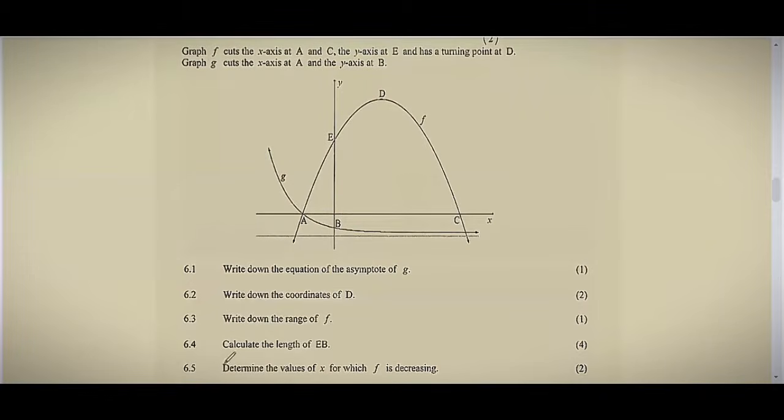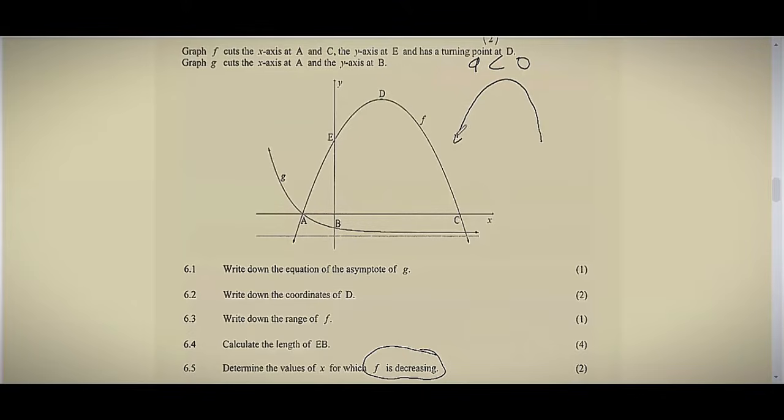Then we have 6.5. It says determine the values of x for which f is decreasing, right? For which f is decreasing. So now let's look at this. If we want to find the values of x where it is decreasing, let's understand this. If we have a less than 0, the graph that we have is concave down, right? And then this is what we have to understand.